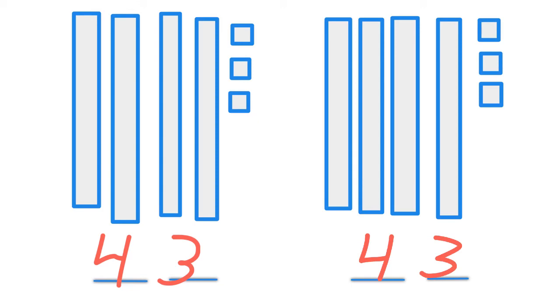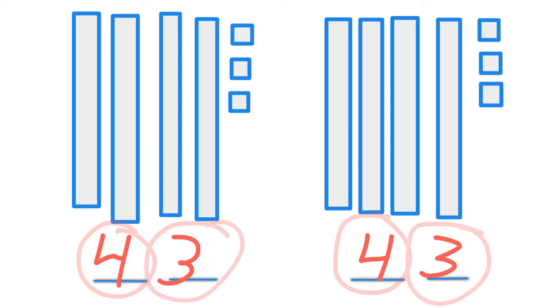So let's go through the steps of comparing the tens place. 4 tens and 4 tens, there's no difference. 3 ones and 3 ones, there's no difference. When we see that there's no difference in the tens or the ones, this is an indication that it's going to be equal to. When the numbers are exactly the same, it is an equal to problem.